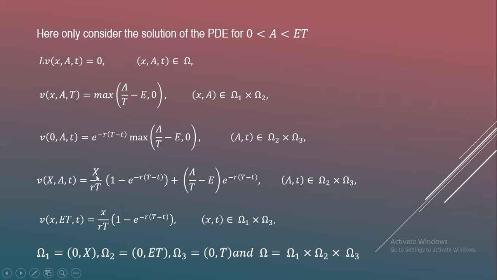And what's X? X is the upper bound of the asset price. It's typically 3 or 4 times the strike price. So the author considered X as 4 times the strike price. And that's the model to apply to find the solution of the model.